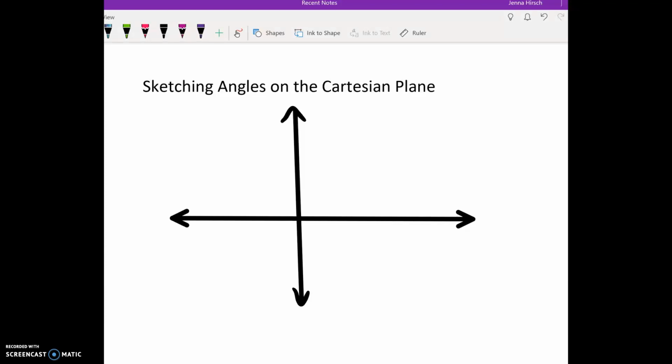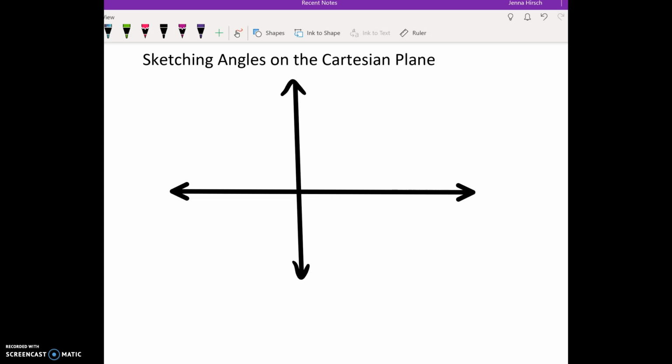So for this video, we're going to discuss how we go about sketching angles on the Cartesian plane. And there are a few definitions that we need to go over first before we can talk about how to sketch angles on the Cartesian plane. So the first definition is this.